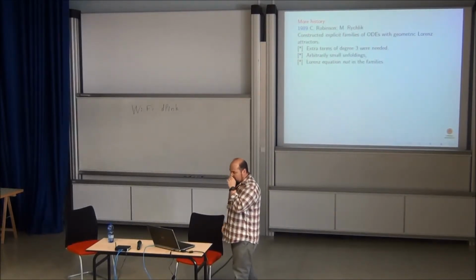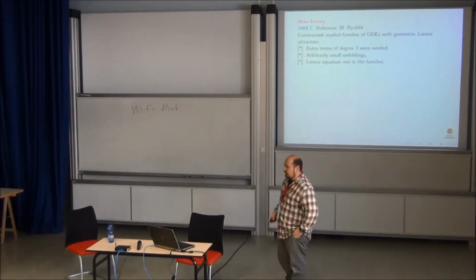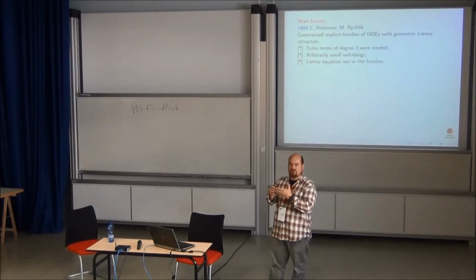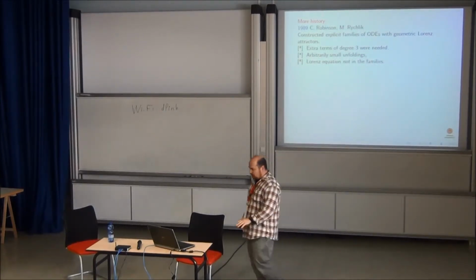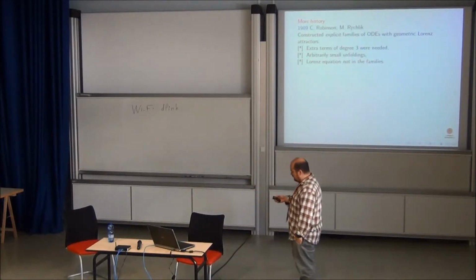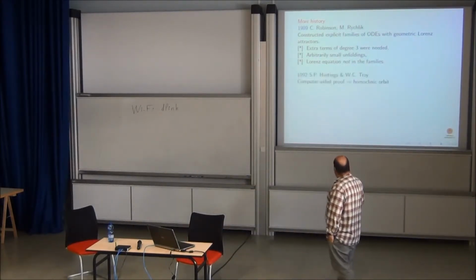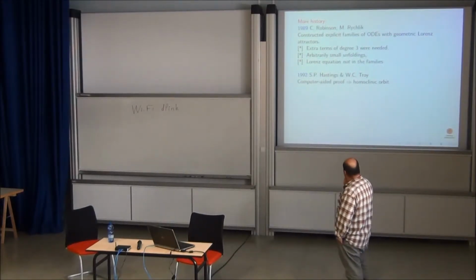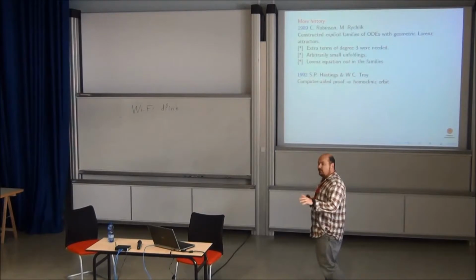Another drawback of this result was that these families did not contain the actual Lorenz equations. You couldn't find the rescaled Lorenz equations and so on. They had cubic terms. Okay, so this really didn't answer the question. Jumping ahead a couple of years, Hastings and Troy together made a computer-aided proof.